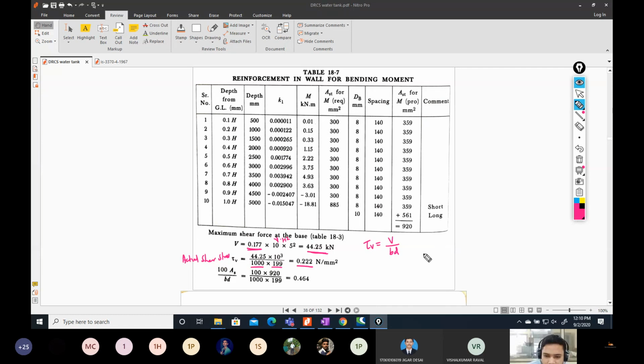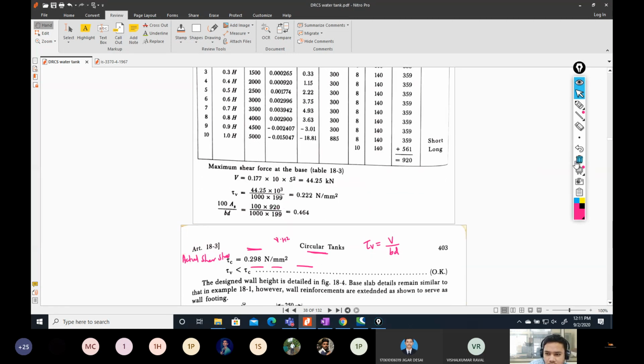And for the wall elements, we generally avoid providing shear reinforcement. Rather, we increase the thickness of the wall. So you find this ratio 100 AS by BD, that is your PT, and this comes out to be 0.464. Okay, and for this AS by BD ratio, you can get the value of tau C, which is 0.298. That is the permissible value of the shear. Okay, this you can get from the table.